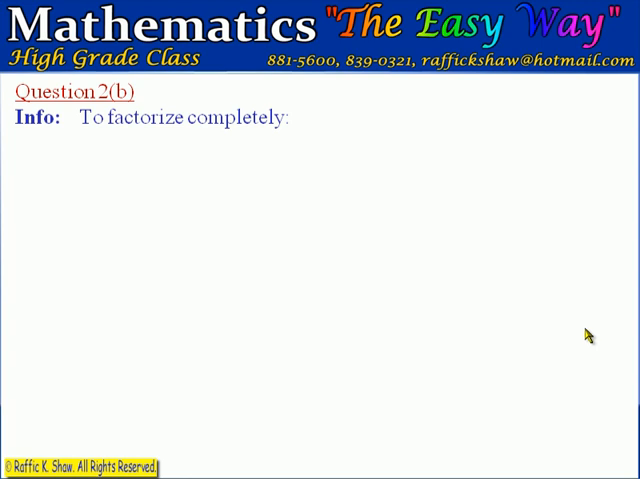Question 2b is asking us to factorize completely, and there are two parts. Part 1 is x squared minus 16. Now this is the difference of two squares. Initially it does not look like it, but 16 is a perfect square of 4. So we first write it as the difference of two squares, x squared minus 4 squared. Then applying the rule, the result is x minus 4 multiplied by x plus 4. And that's the answer for part 1 of question 2b.